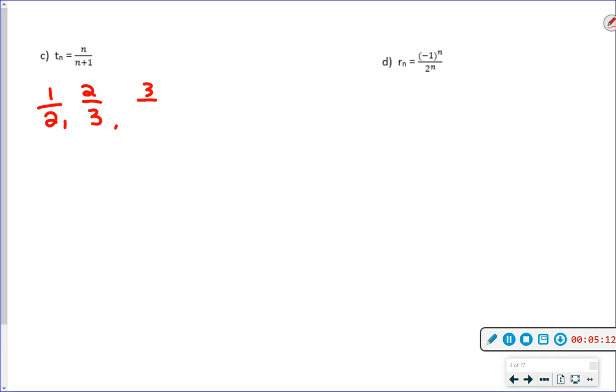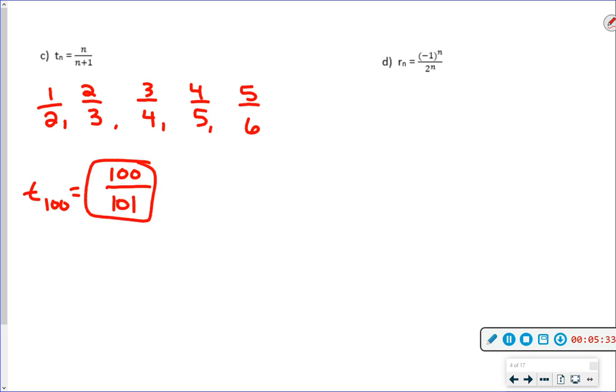The fourth term is 4 over 5, and the fifth term is 5 over 6. So you can just list them like that. Now don't forget they still want that 100th term. This one I'm going to write out. I got 100 over 101.